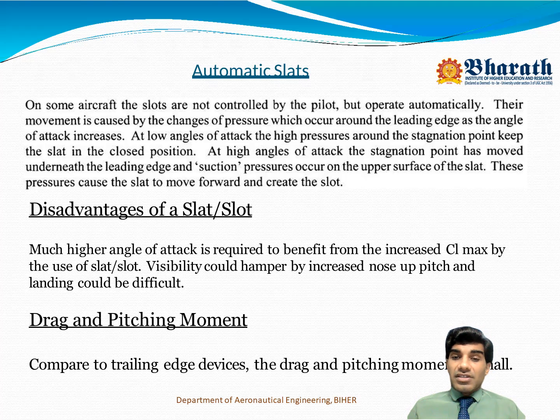Now, the disadvantages of slat and slot. Till now we have seen the advantages. A much higher angle of attack is required to benefit from the increased CL max with the use of slats and slots. As we saw previously in the graph, if you require more than the CL max value, you have to get a higher angle of attack. And visibility could be hampered by the increased nose-up pitch, and landing could be difficult. This is a disadvantage which will create a problem for the pilot.